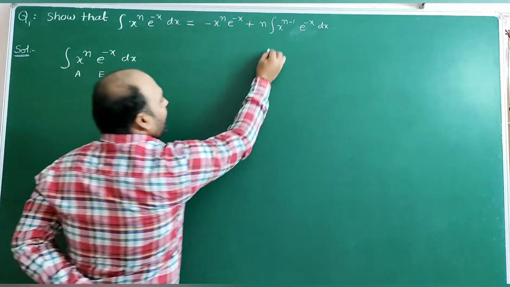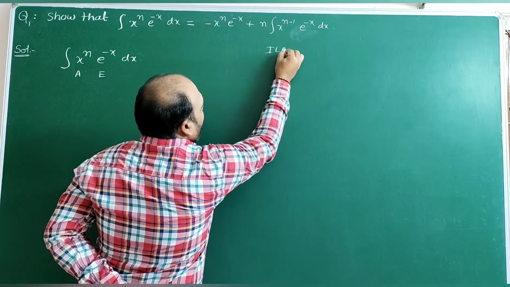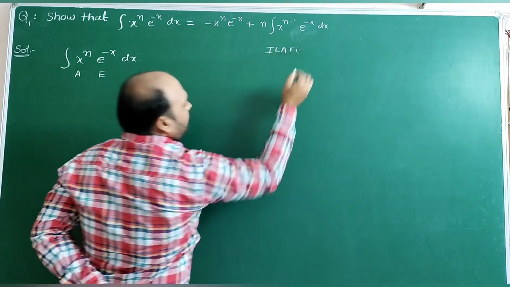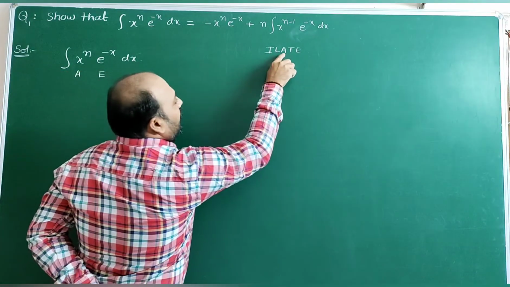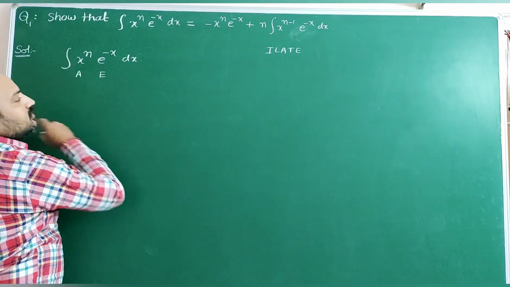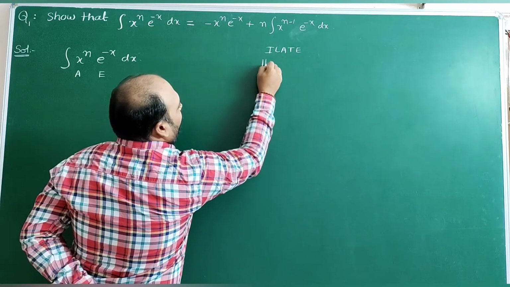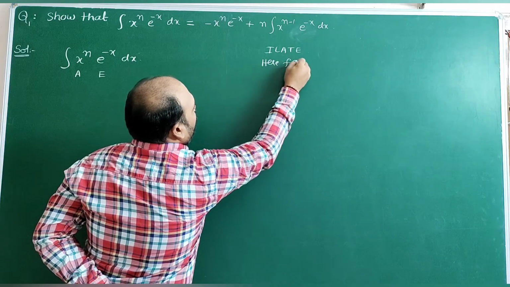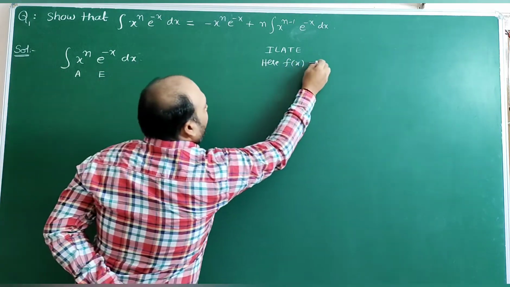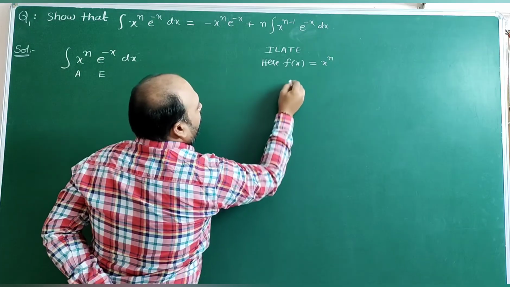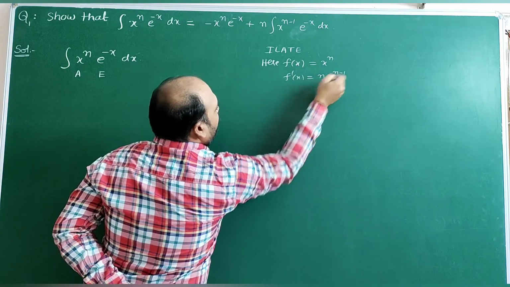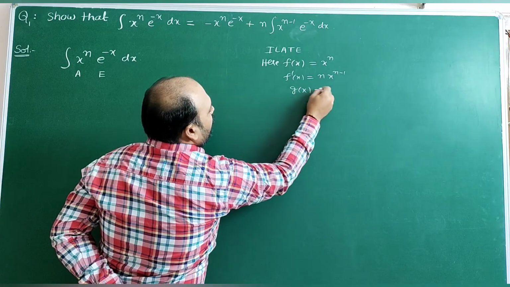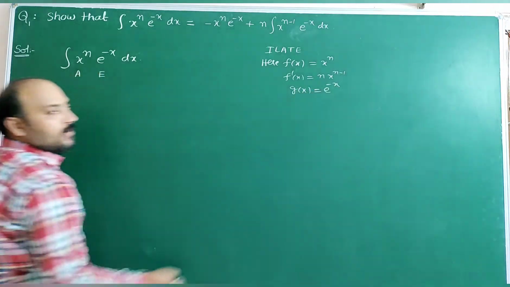By using ILATE formula, in the previous classes I discussed by using integration by parts. A is coming first function, E is coming second function. So here f of x is equal to x power n. Differentiate with respect to x, f dash of x will become n into x power n minus 1, and g of x is obviously exponential e power minus x.